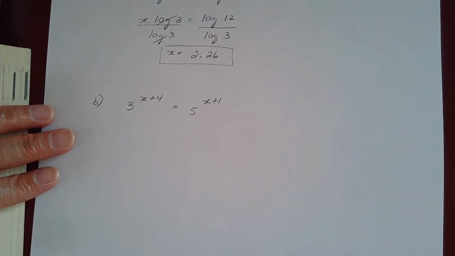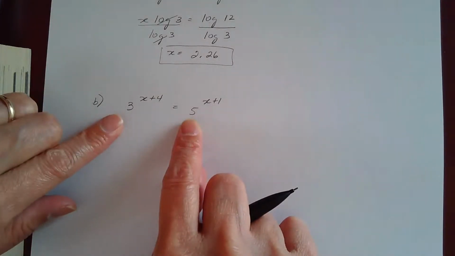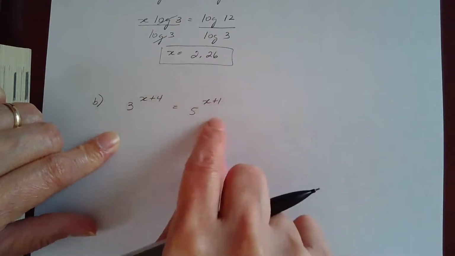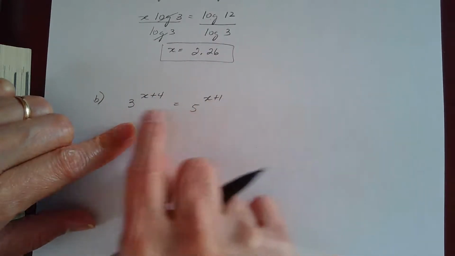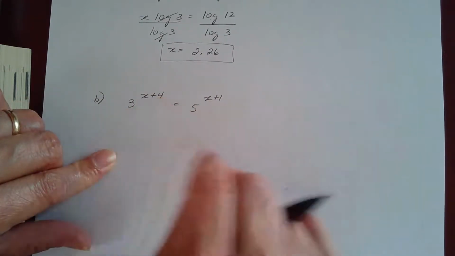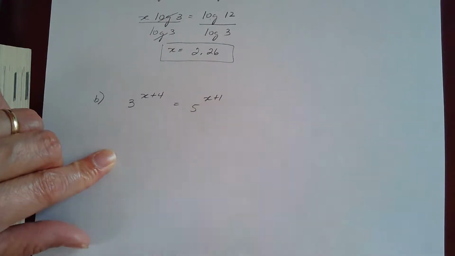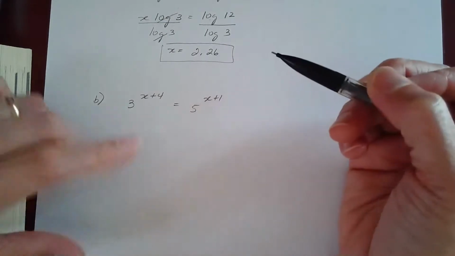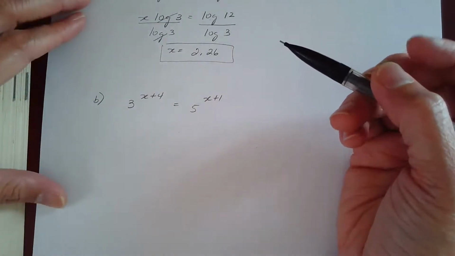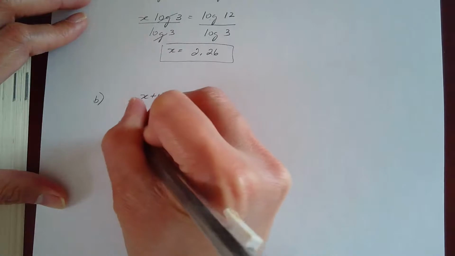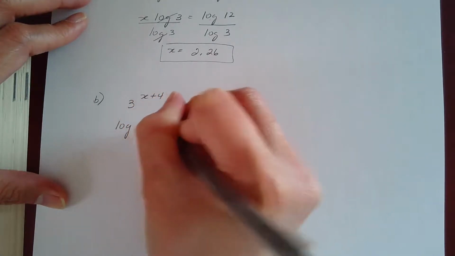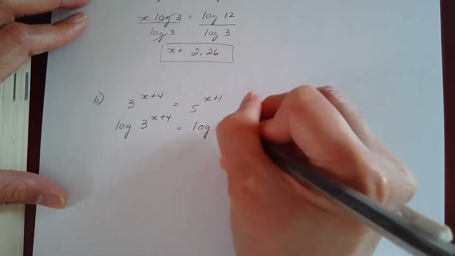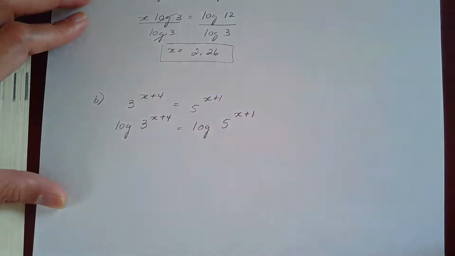Okay, we have an issue here because now we get two exponential expressions, one on each side of the equation. So like 3 to the x plus 4 equals 5 to the x plus 1. What we're solving for is in the exponent. So what we have to do is the logarithm of each side. So take the log of 3 to the exponent x plus 4, and the log of 5 to the x plus 1.